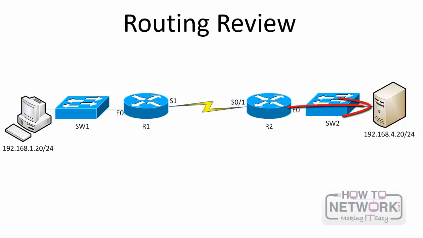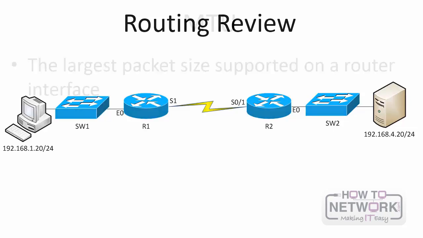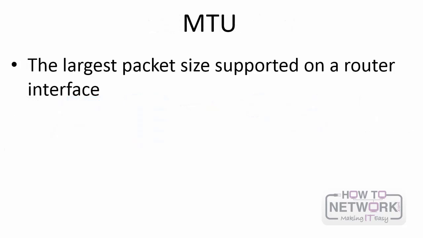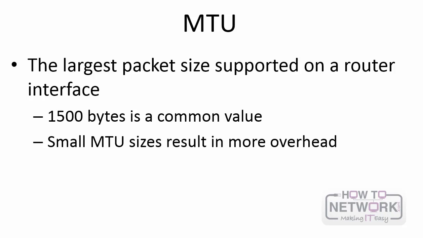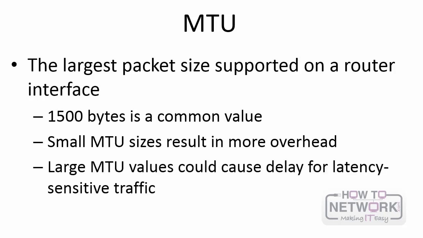So that's a really basic example, but Cisco wants you to understand all the individual steps and how routing actually works. Now, let's dig even deeper into what's occurring on the network and an important concept that Cisco wants you to know, which is MTU, or Maximum Transmission Unit. An MTU refers to the largest packet size supported on a router interface, and typically 1500 is the common value. Smaller MTU sizes result in more overhead because more packets have to be sent. But if you're sending data over slower speed links, large MTU values could cause delay for latency sensitive traffic.